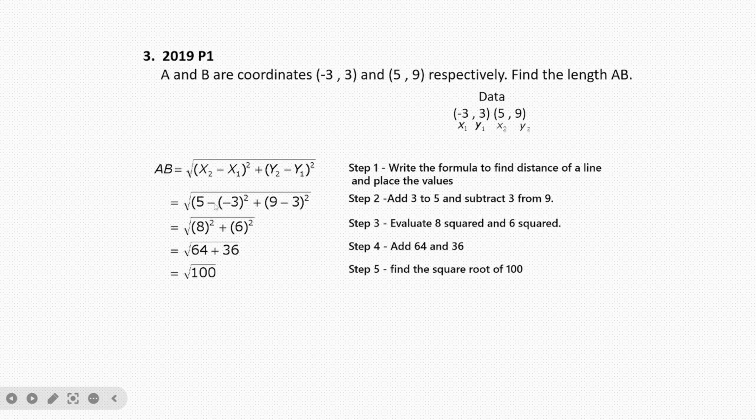So it's going to be 5, then negative times negative is plus, so 5 plus 3 is 8 here, plus 9 minus 3 is 6. Remember the squared on top there. And then 8 squared is 64, and then 6 squared is 36. Then when you add 64 plus 36, we get 100. So here the steps are just there to guide you on how we arrive at the final answer. So the square root of 100 is 10. So AB is 10 units.